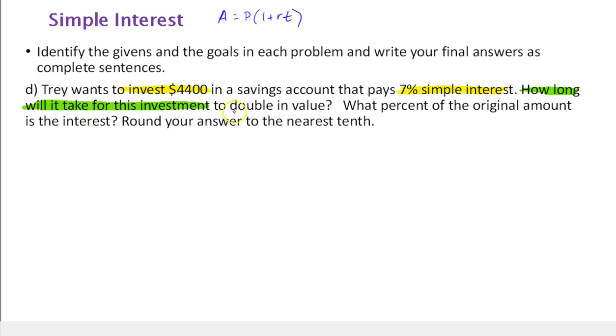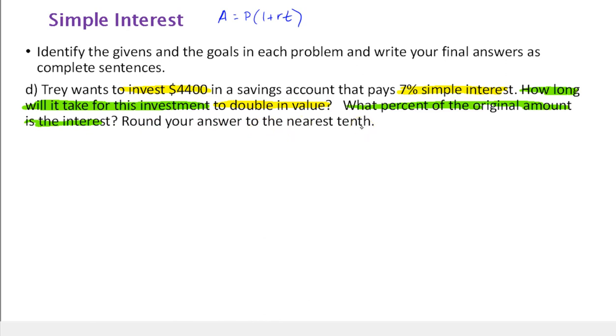And I'm actually going to stop here. This is part of the goal, but it's also a given because it's telling us that we want the amount to be 2 times the amount of the principal. And now we have another question. What percent of the original amount is the interest? And we're asked to round our answer to the nearest tenth this time.